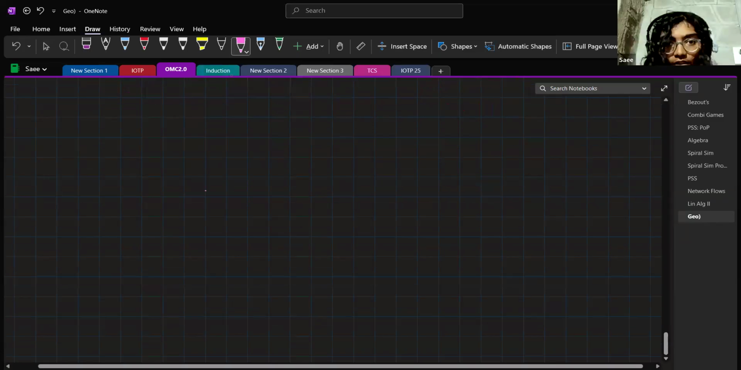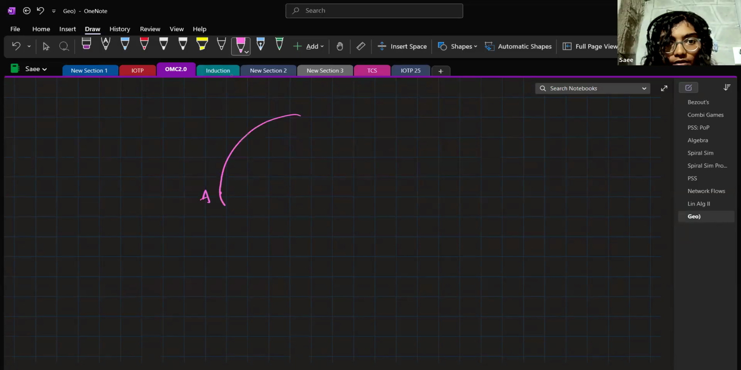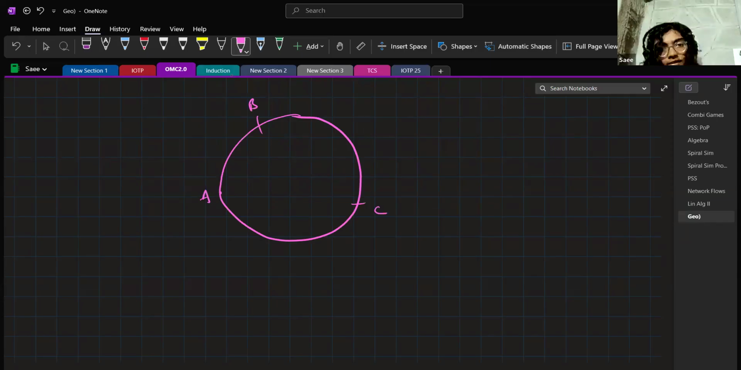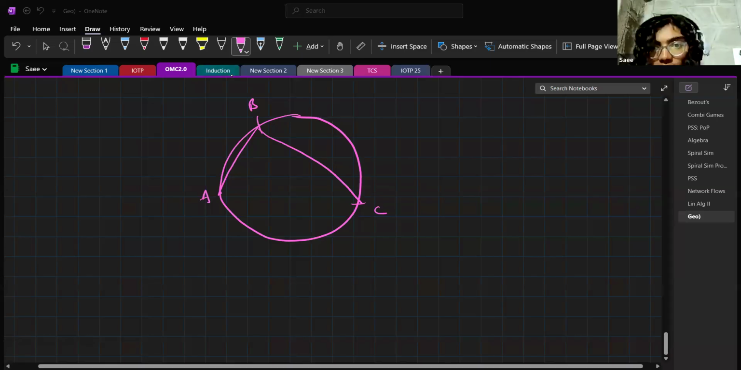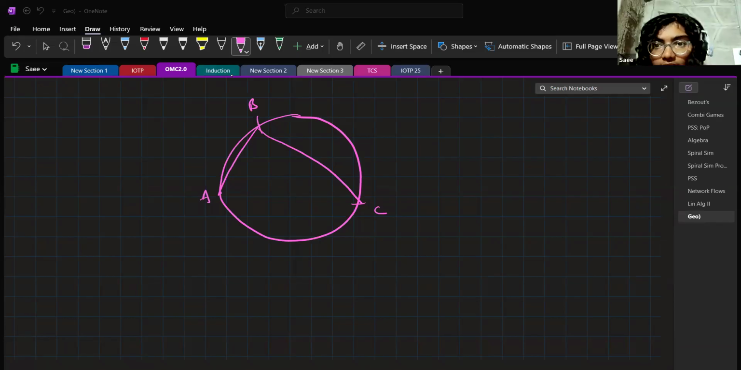So the idea is that if you have some things like A, B, C, then you fix some ordering, like Sanskar said, clockwise. Then you see that A, B, C, and so okay. Let me just list down all the rules for this, right?